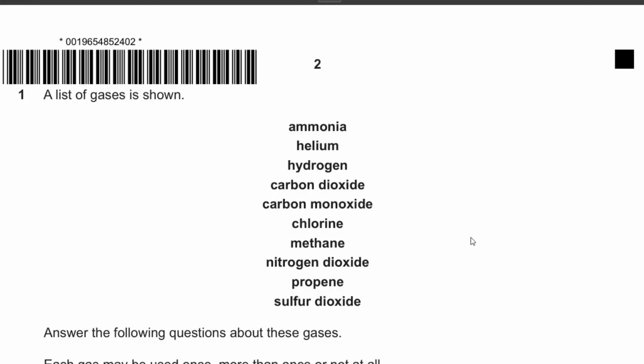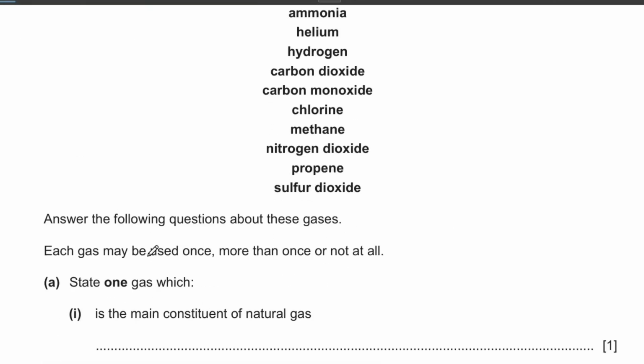In this video, we are solving IGCSE Chemistry, May-June 2024, Paper 4, Variant 2. This is Part 1, covering questions 1 to 3. Let's begin. Question 1. A list of gases is shown. Answer the following questions about these gases. Each gas may be used once, more than once, or not at all.